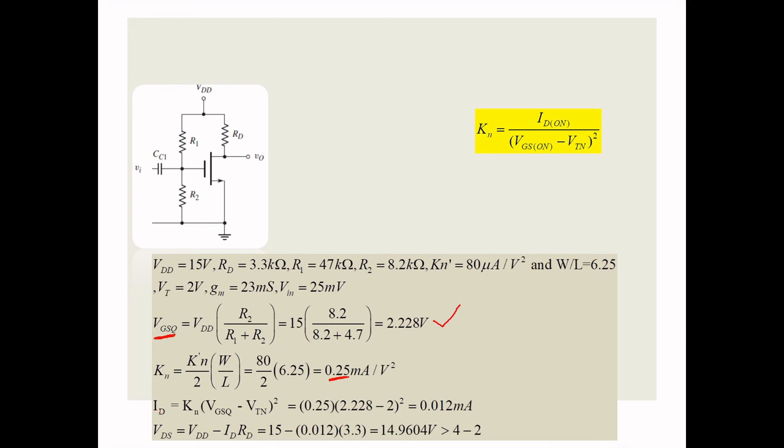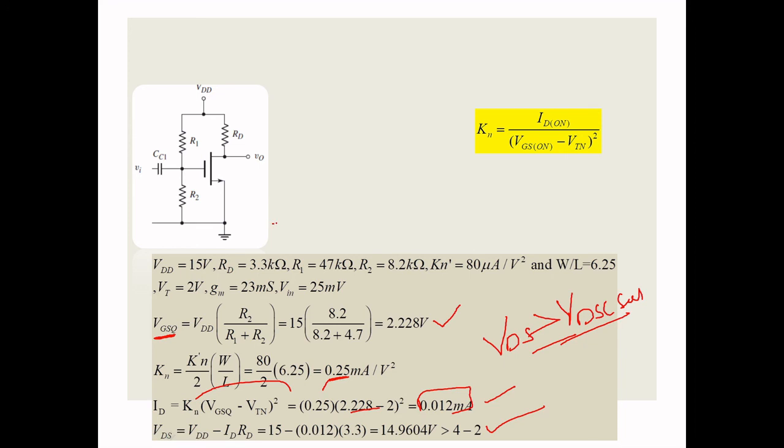Then you know the current equation: Kn into VGS minus VTN, whole square. Just plug in all known values. You will get 0.012 milliamps. Then you want to find the output voltage, that is VDD minus IDRD. So 15 minus 0.012 into 3.3, we will get 14.96. It clearly shows that it is in the saturation region because VDS is greater than VDS saturation. Your transistor is in the saturation region.